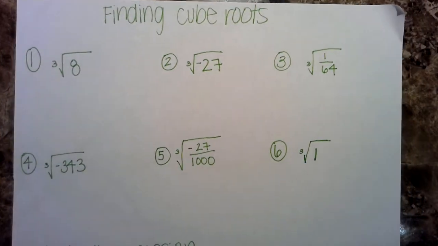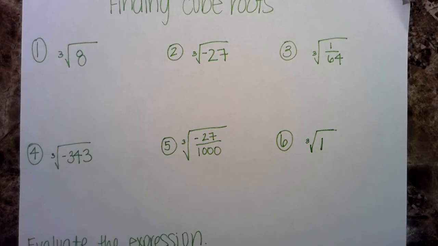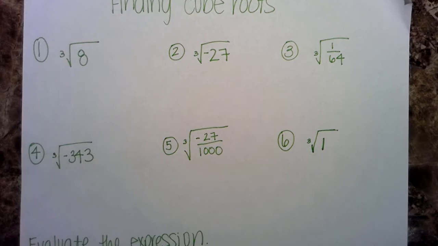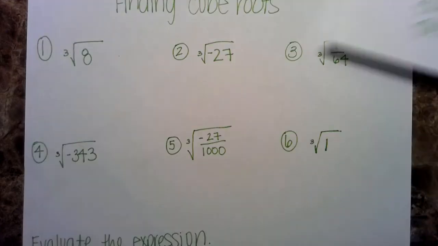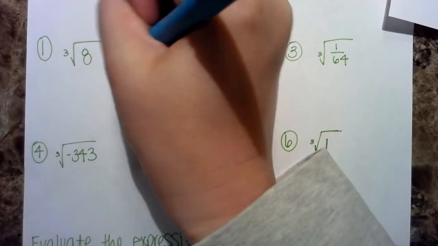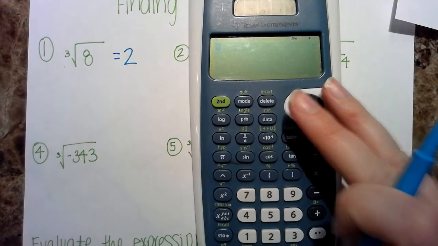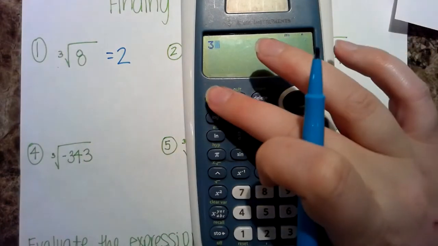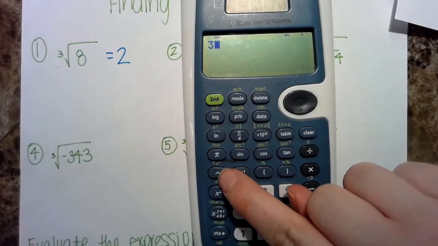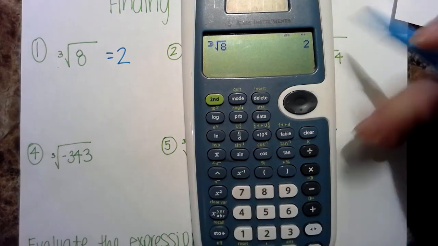So to find the cube root of 8, you have to think of a number. What number times itself 3 times is going to give us 8? I could refer to my chart, and I know the answer is going to be 2. If I didn't know that, I would use my calculator. You're going to type in 3 because we're going to indicate that it's a cube root. We're going to hit second, then this caret button right here, and then you're going to get 8, and you'll get it equals 2.